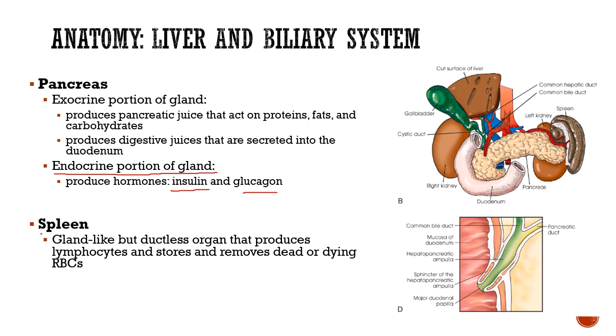Now, the spleen has nothing to do with the digestive system. It's a completely ductless gland that produces lymphocytes and stores and removes dead or dying red blood cells, but it's mentioned with the digestive system because it certainly is right in the location of the digestive system.